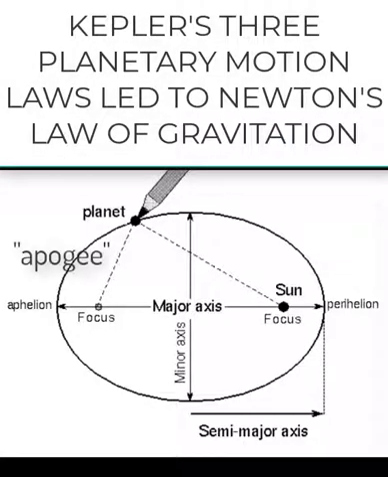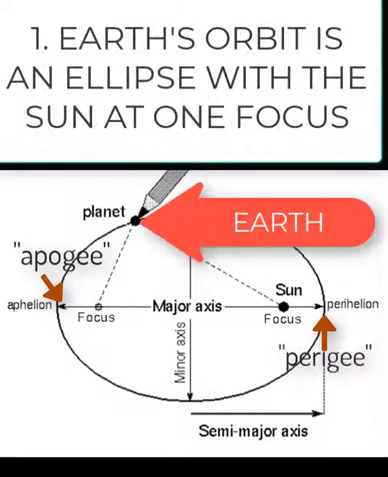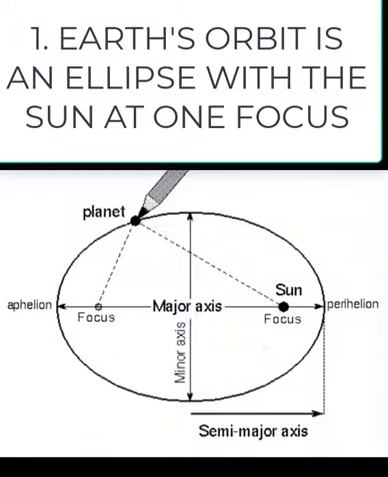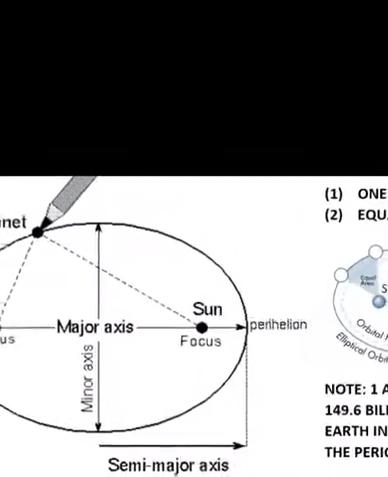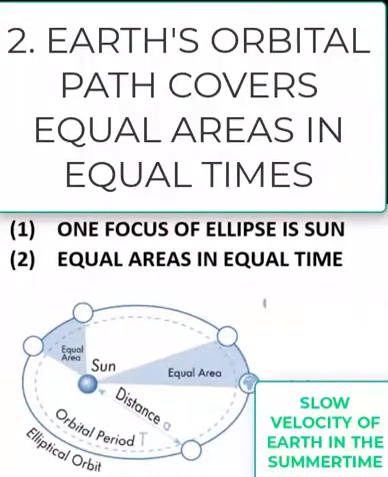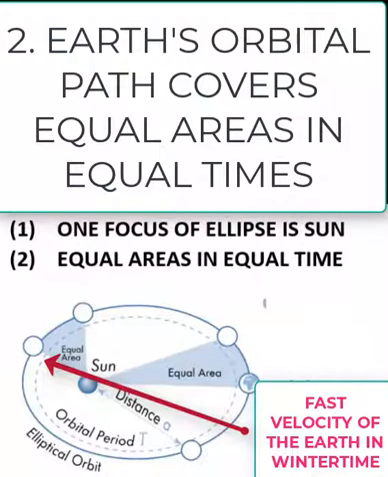This is a 3-minute review of Kepler's laws related to gravitation. Like the Earth rotating around the Sun, with the Sun as a focus in an elliptical path. And then at the ends of the ellipse, we have a slow velocity of the Earth in the summertime when it's far from the Sun, and a faster velocity of the Earth in the wintertime when it's near the Sun.